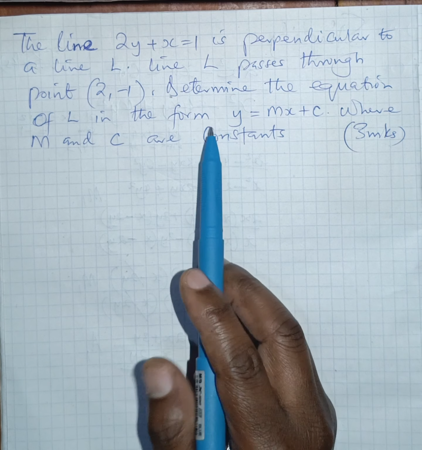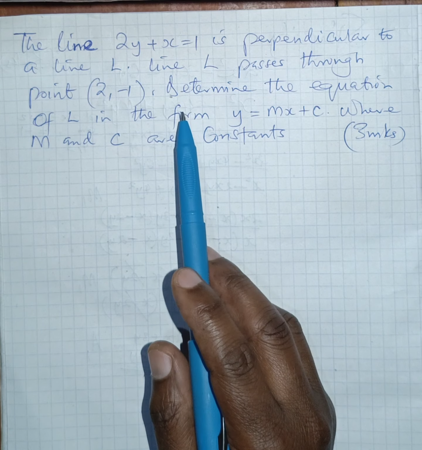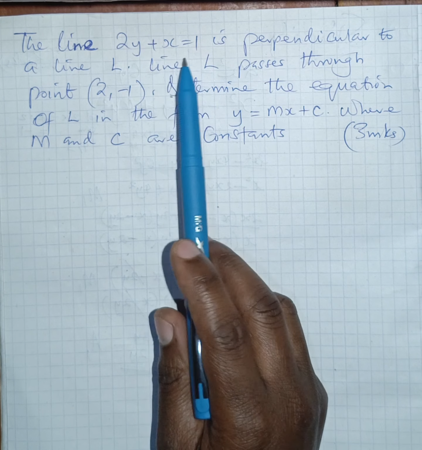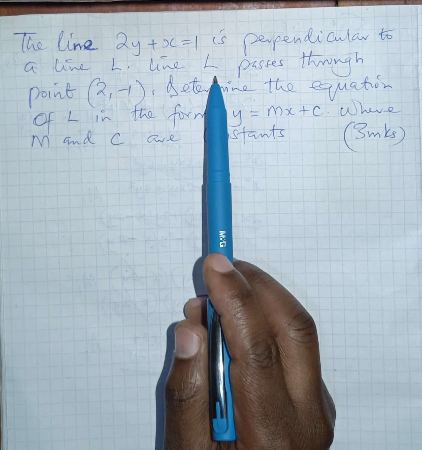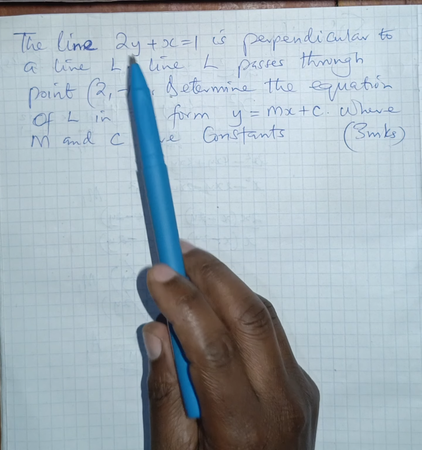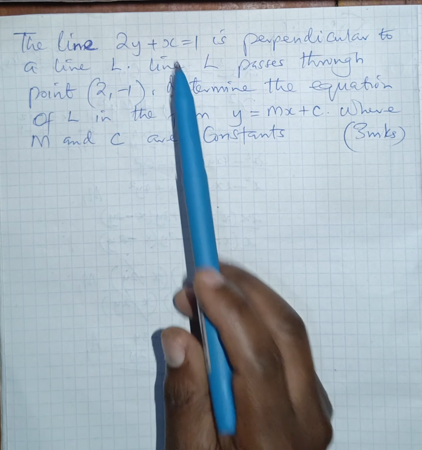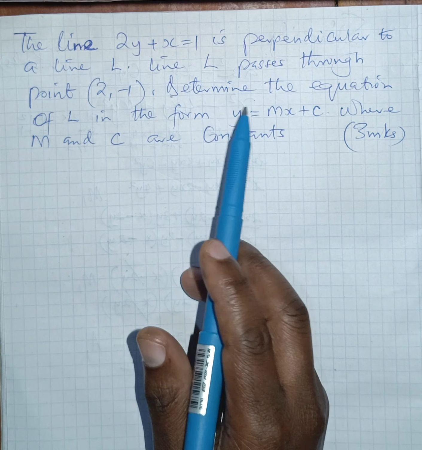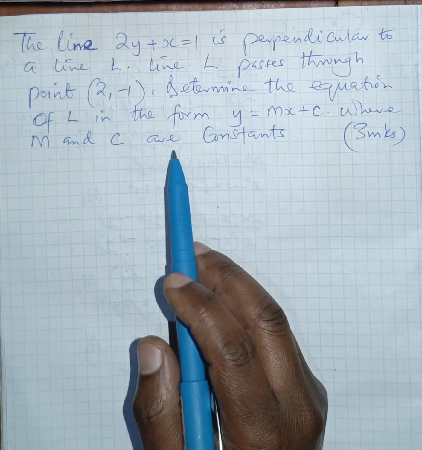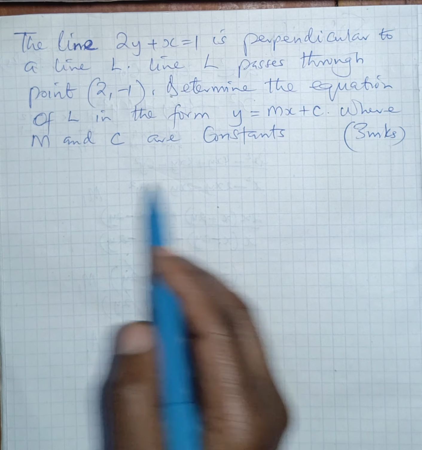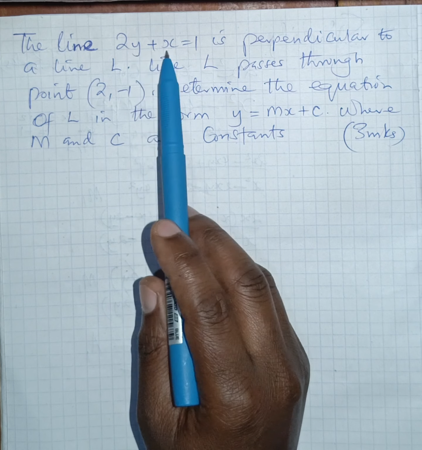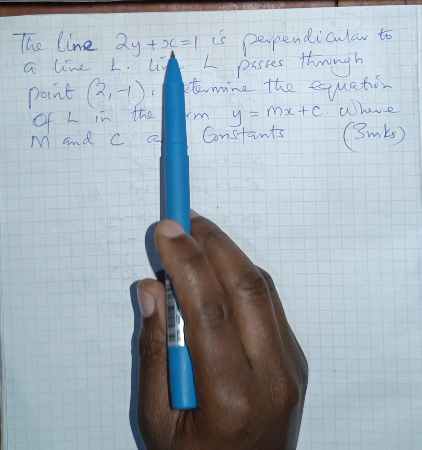So here, what the candidates were supposed to remember is that the product of the two gradients, that is of this line and line L, must be equal to -1. So when I know the gradient of the first line, then I'll be able to get the gradient of the second line, that is L, so that I can now form the equation. And therefore, I start from determining the gradient of this line.